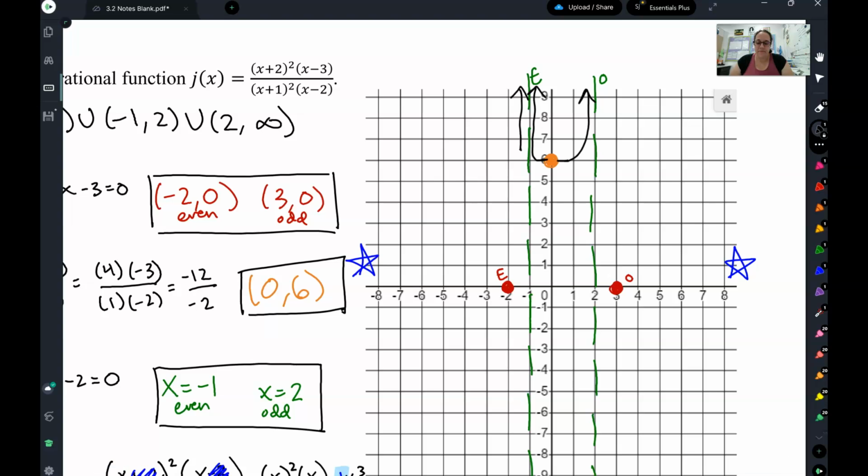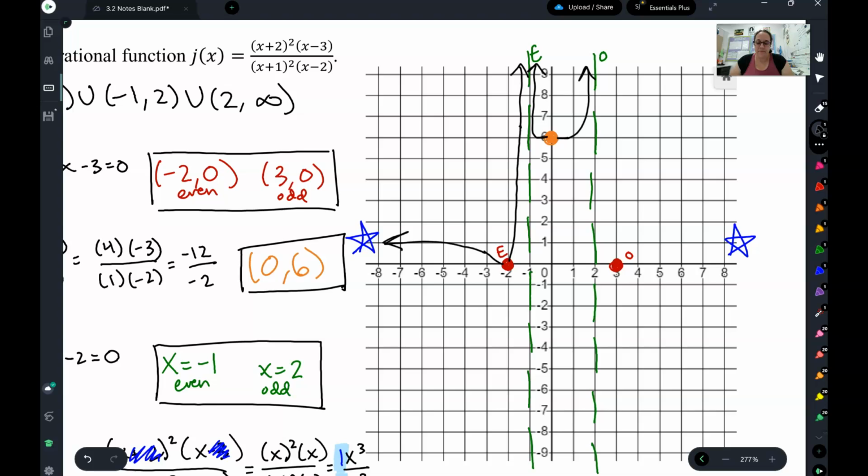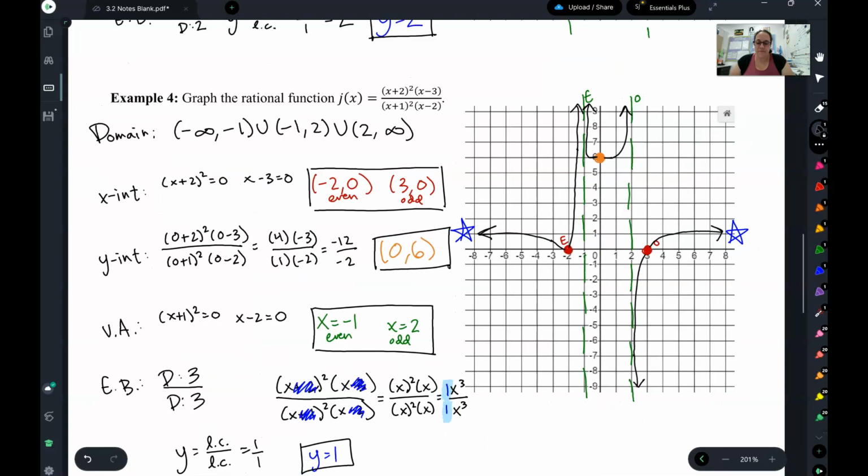Next thing I have is this x-intercept, so I'm going to come to this x-intercept. It is an even x-intercept, so I'm going to bounce off of it and then point to my star, because I always end by pointing at my end behavior. This is an odd asymptote, so I'm going to point opposite directions. So I got that. Next thing I have is my x-intercept. This is an odd x-intercept, so I'll cross through it and point to my star.